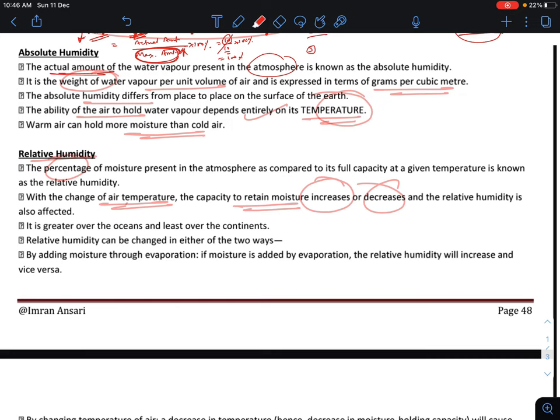The third one: it is greater over the oceans and least over the continents. Yes, relative humidity will be greater over the ocean than over the continent, because the water vapor present over the ocean is more as compared to the continent.